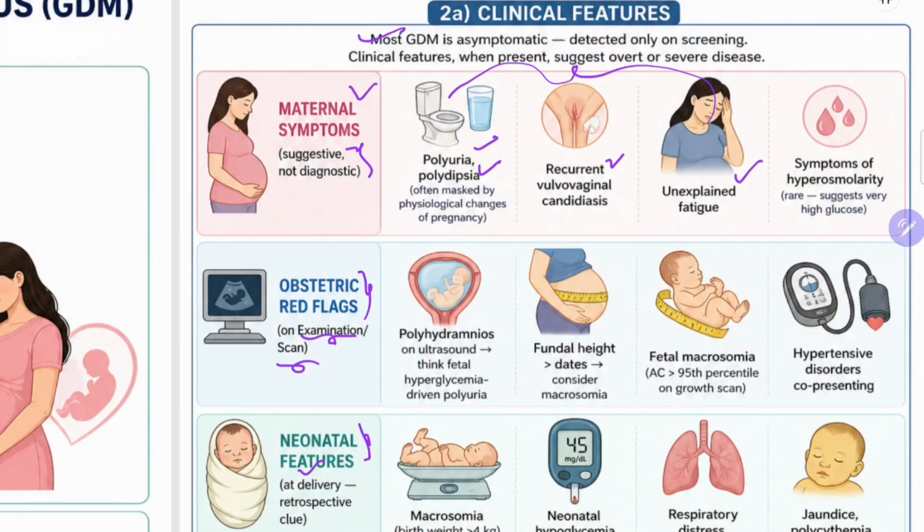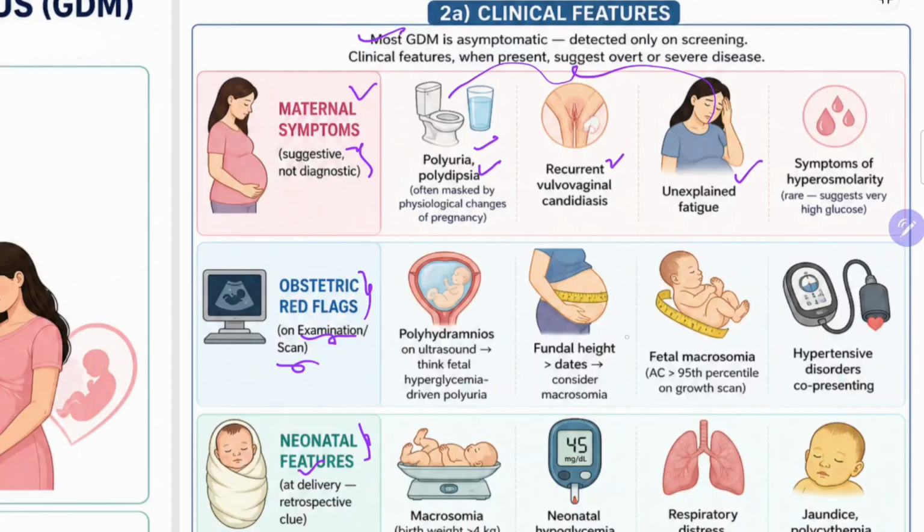Most GDM is asymptomatic, detected only on screening. Clinical features when present suggest either overt diabetes or severe disease. So remember, it is asymptomatic and detected only on screening. If a pregnant lady presents with symptoms of diabetes mellitus, then most likely it is overt diabetes, meaning she is having type 1 or type 2 diabetes mellitus.